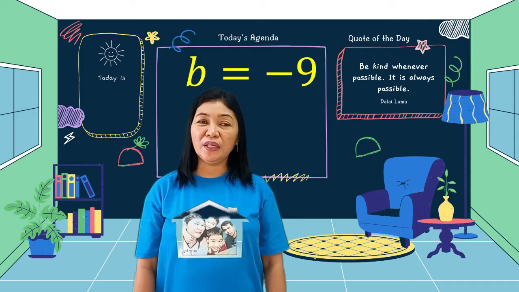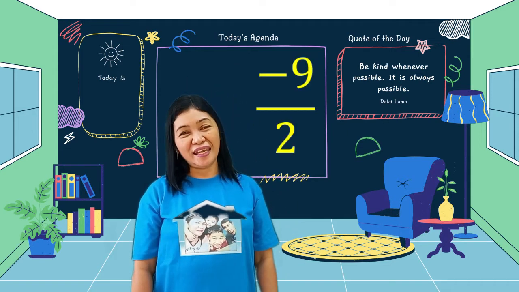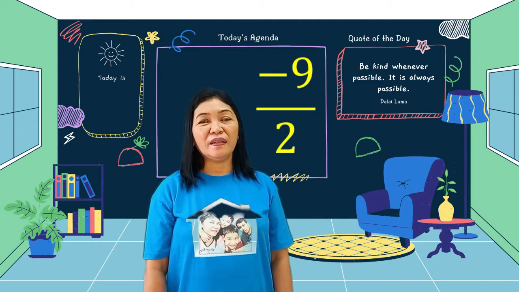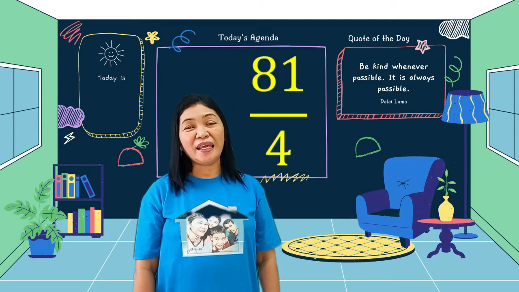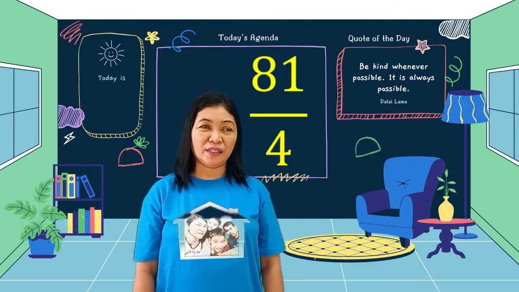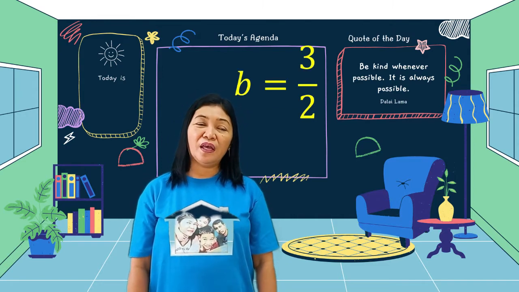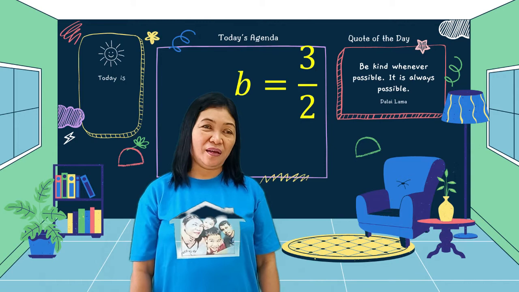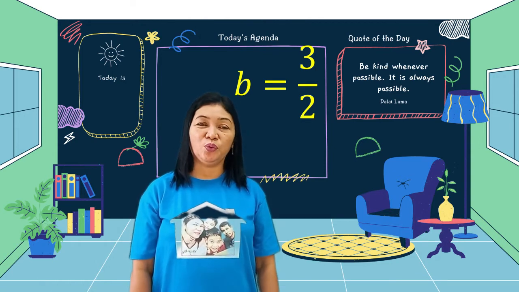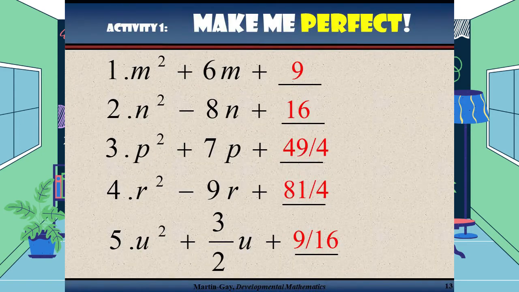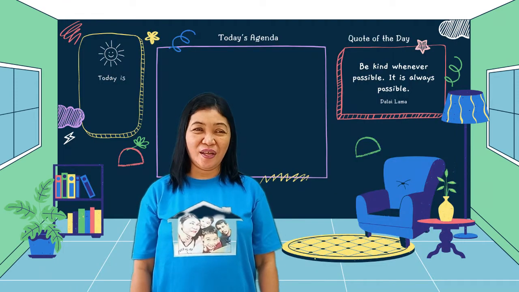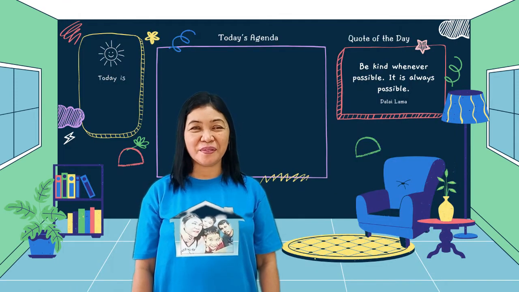In number 4, the value of b is negative 9. Divided by 2, the result is negative 9 halves. Then, square it, the answer is 81 fourths. For number 5, b equals 3 halves. Divided by 2, the quotient is 3 fourths. Then square it, the result is 9 over 16. Hope you got the items correctly.